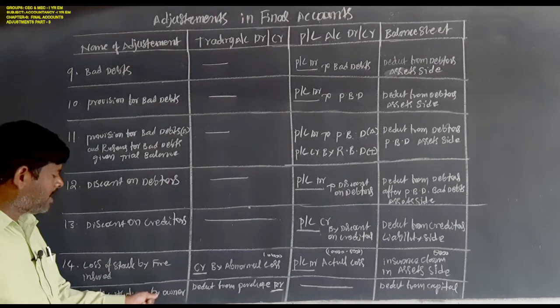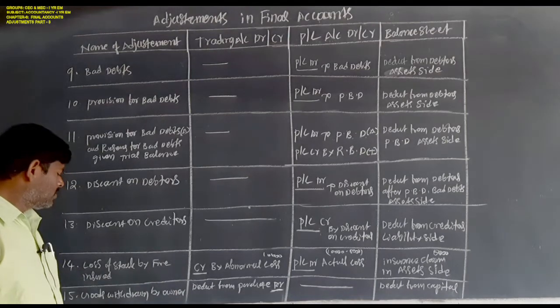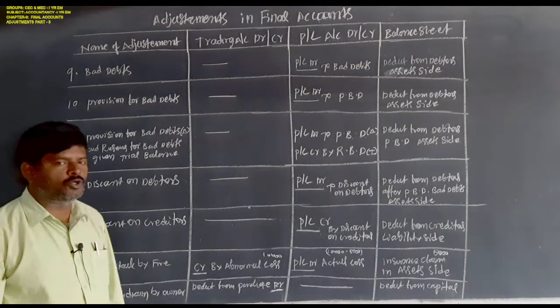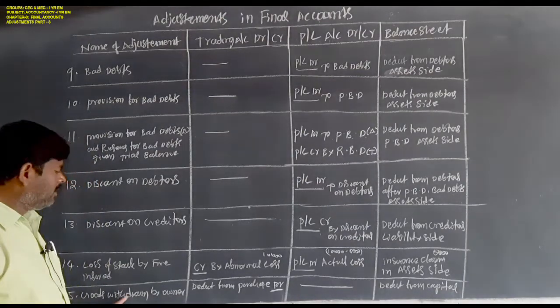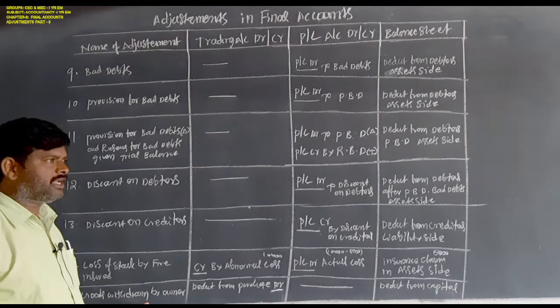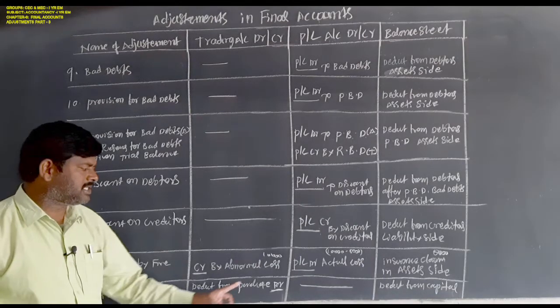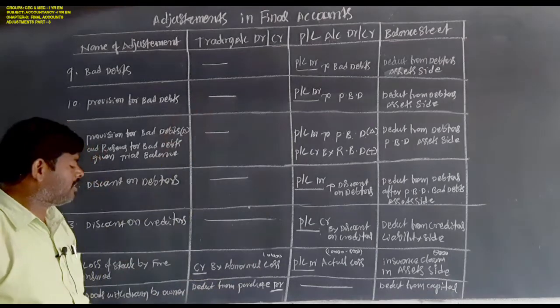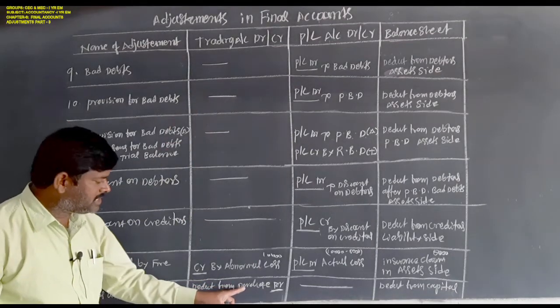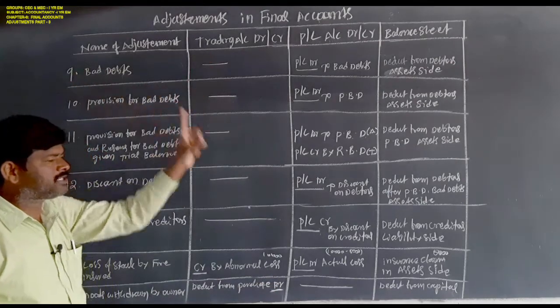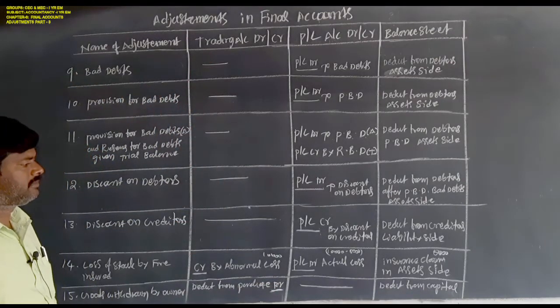Goods withdrawn by owners. The owner is taking goods for personal use. The value of the goods taken by the owner must be deducted from purchases on the debit side of the trading account. Remember this one thing.